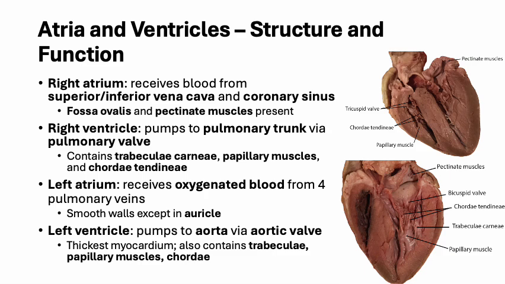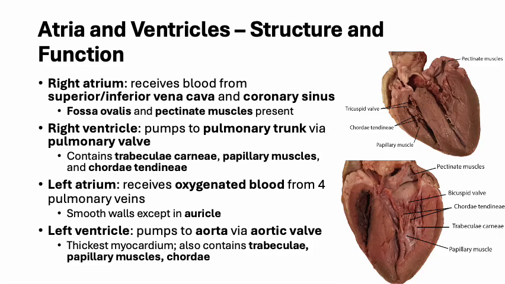Now let's take a closer look at each of the four chambers of the heart, starting with the atria. The right atrium serves as the receiving chamber for the deoxygenated blood coming from the body. It receives blood from three major vessels: the superior vena cava, the inferior vena cava, and the coronary sinus, which drains blood from the heart wall itself.